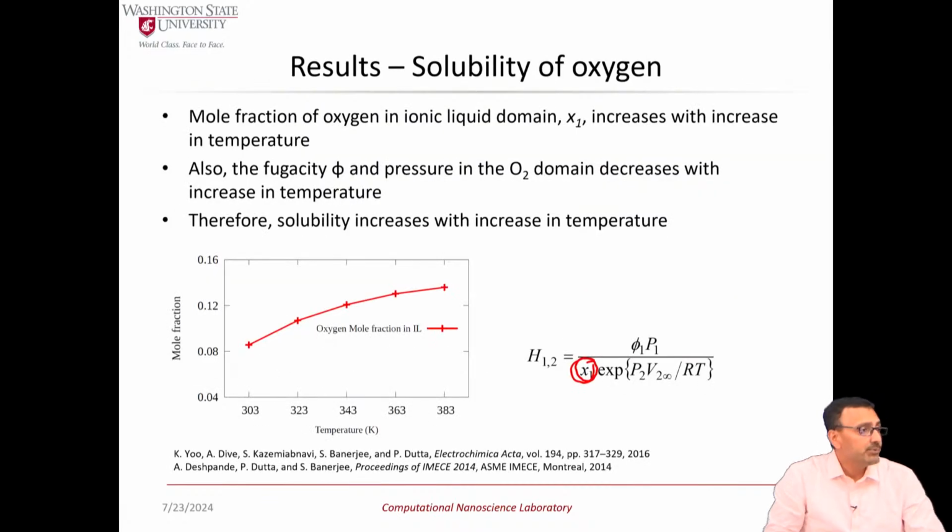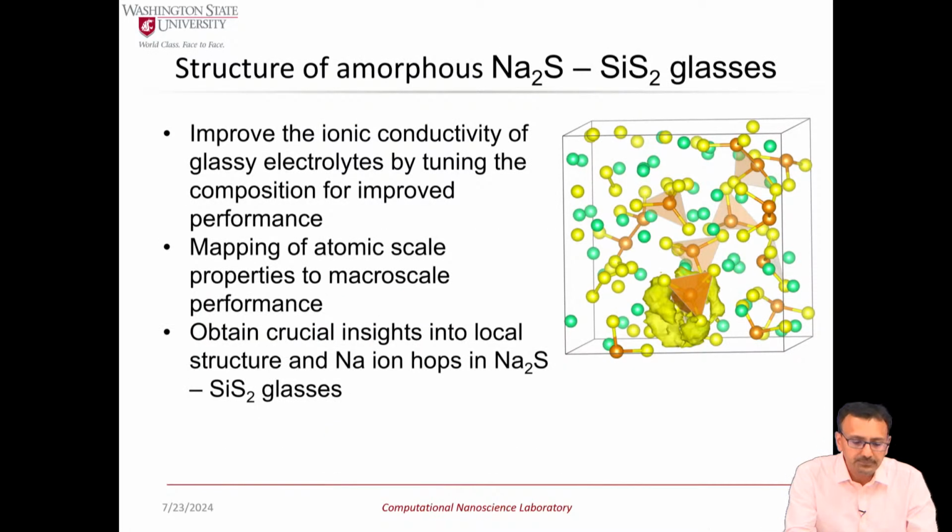So, this is an example of a calculation of a thermophysical property, solubility, by applying principles of statistical mechanics through MD simulations. I will show you a very different example now, which is for amorphous, solid structures, in this case sodium sulfide, silicon sulfide glasses. Okay. I introduced this as well a little bit yesterday in terms of application. I talked about using these amorphous structures as solid state electrolytes for solid state sodium ion batteries.